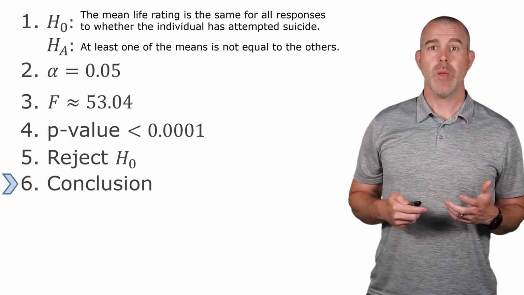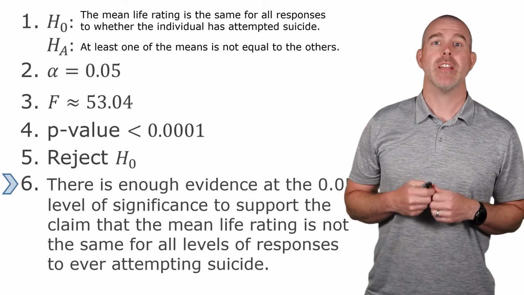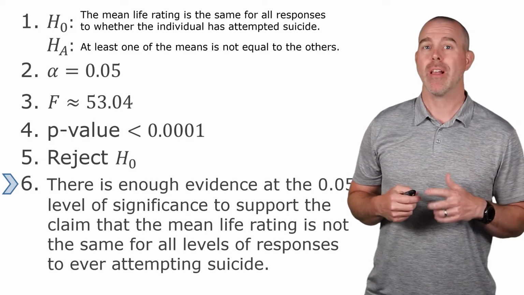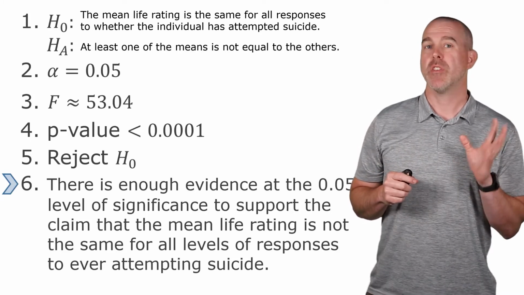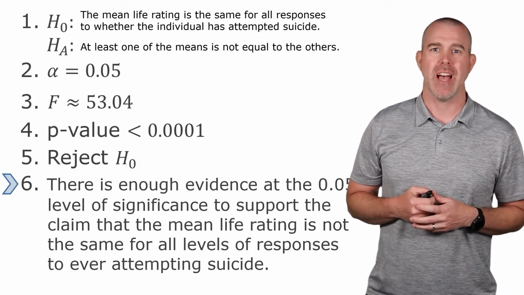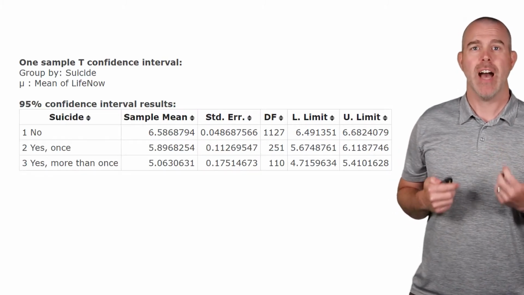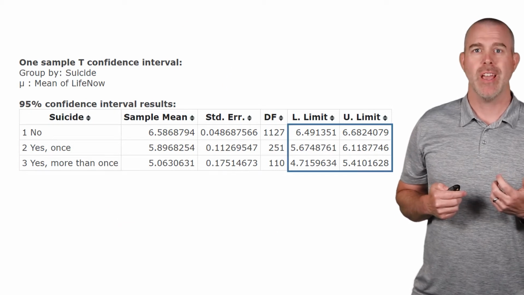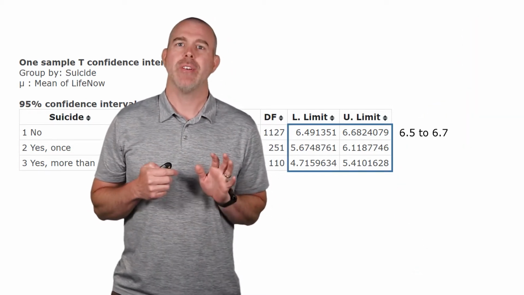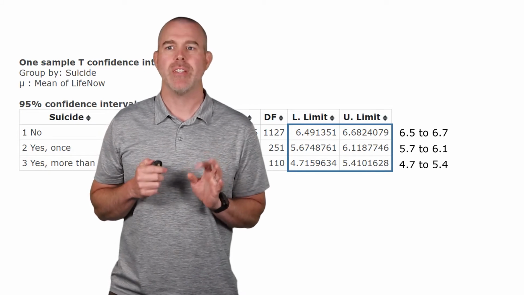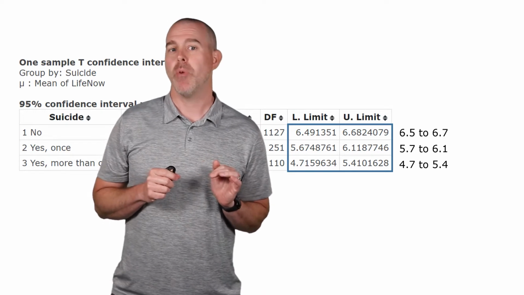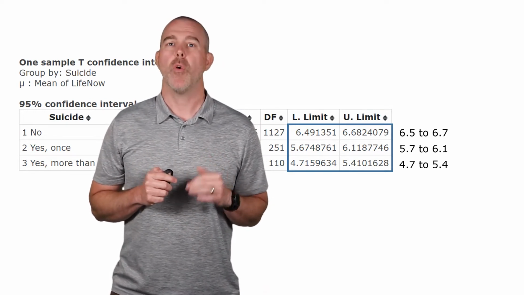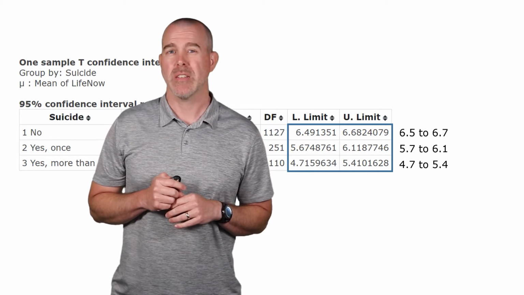And for our conclusion, we would say, yes, there is enough evidence at the 0.05 level of significance to support our claim that the mean life rating is not the same for all levels of responses to that ever attempting suicide question. Now, just to reinforce this, I did some confidence intervals from StatCrunch. If we round them, we get 6.5 to 6.7 happiness rating for those who said no, 5.7 to 6.1 for those who said yes once, and then 4.7 to 5.4 for those who said yes more than once.